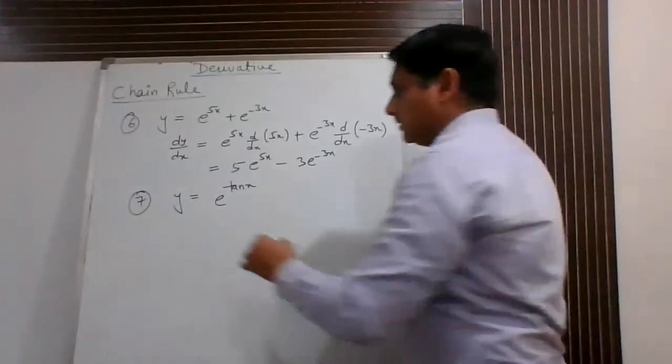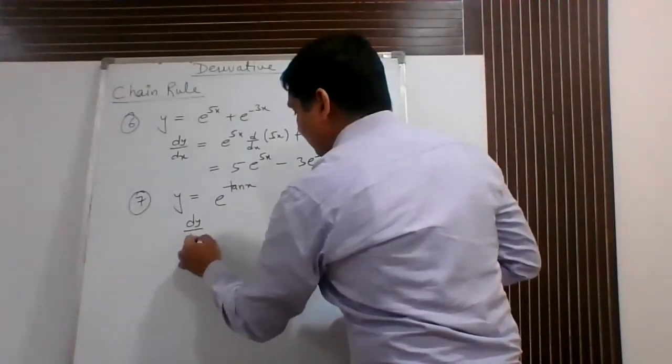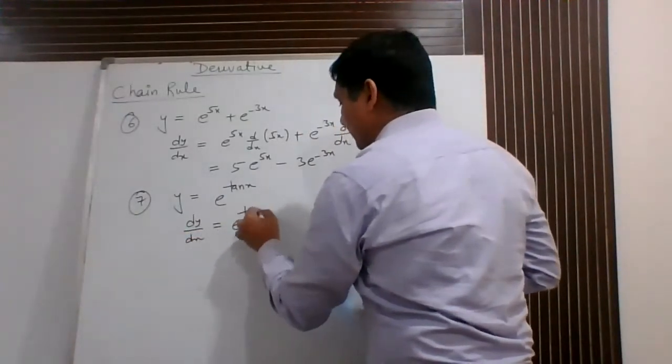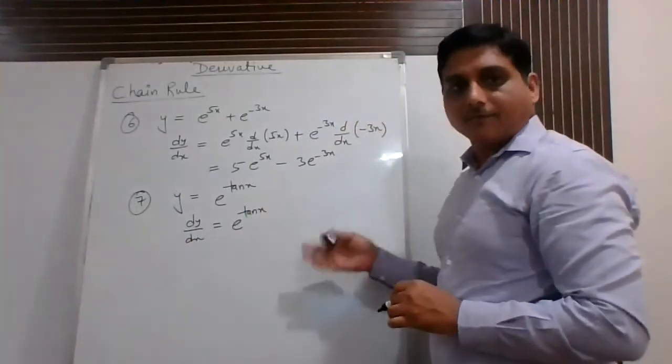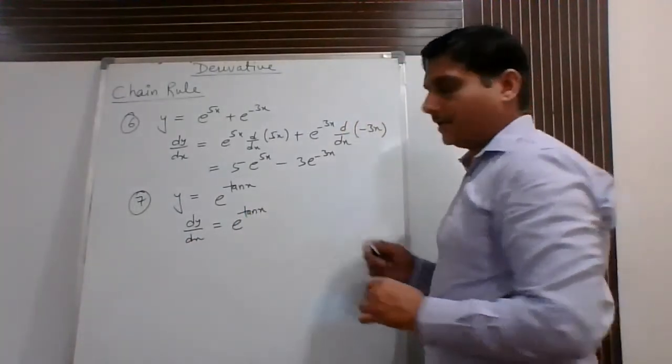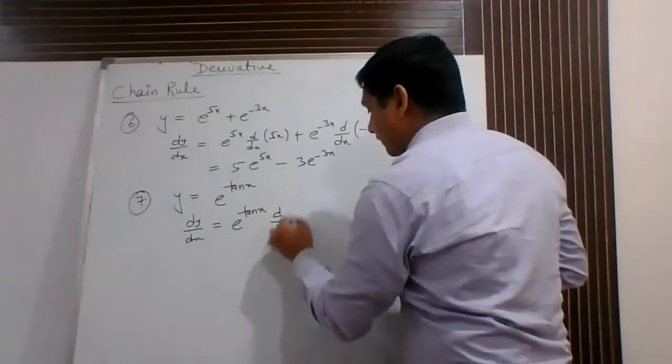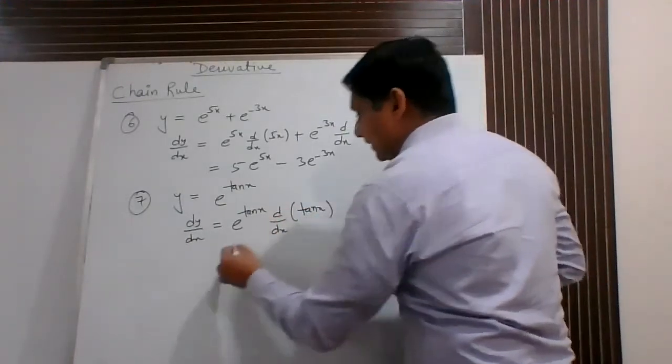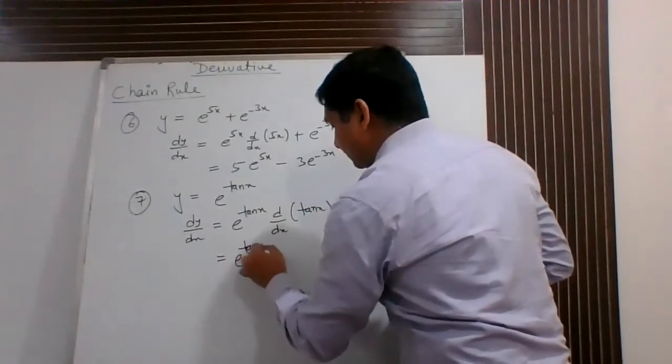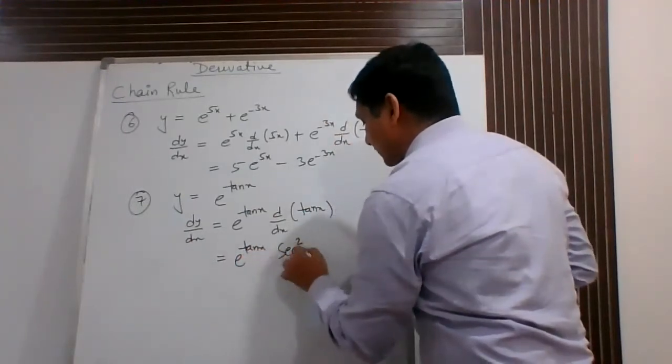Number 7, y is equal to e power tan x. So here, dy upon dx, we will write this exponential function as it is, e to the power tan x. After that, we need to take the derivative of tan x. So, the derivative of tan x. It will be e to the power tan x into sec square x.